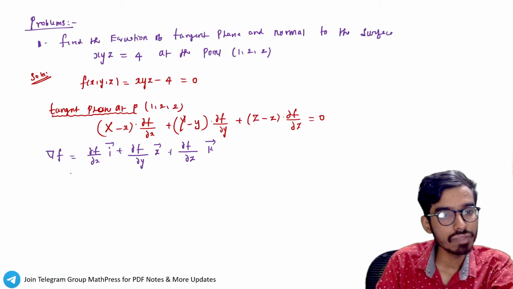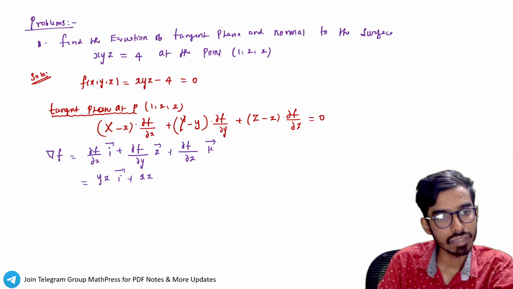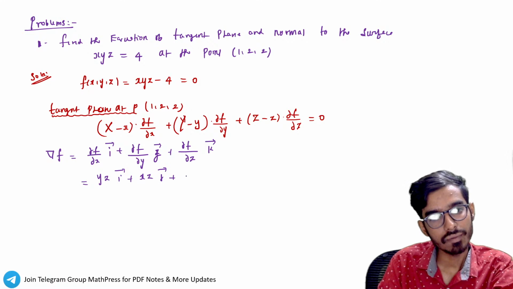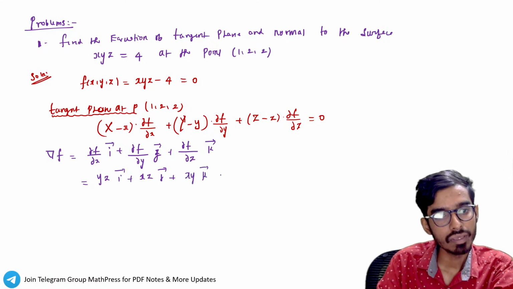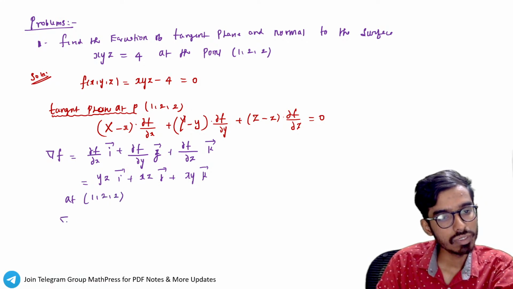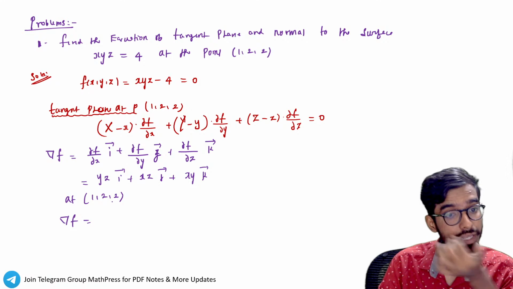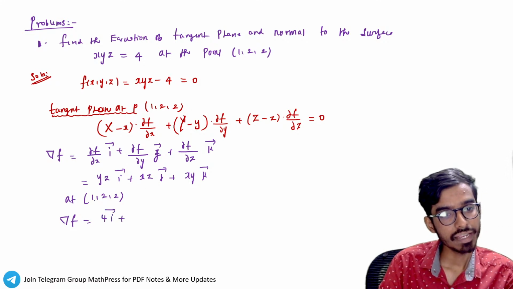Okay, so we will find ∂f/∂x. What is f of x, y, z? It is xyz. So what is ∂f/∂x? You differentiate with respect to x, so it will be yz into i vector, with respect to y, xz into j vector, with respect to z, xy into k vector. Now you find del f at 1, 2, 2. So this will be y into z, so 4i vector, x into z, so 1 into 2, 2j vector, x into y, so it will be 2k vector, right?